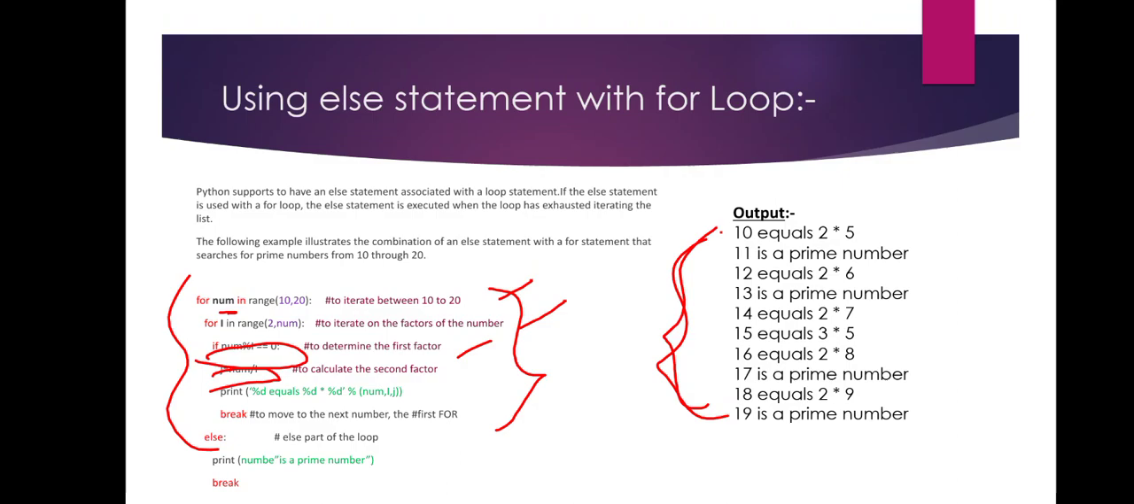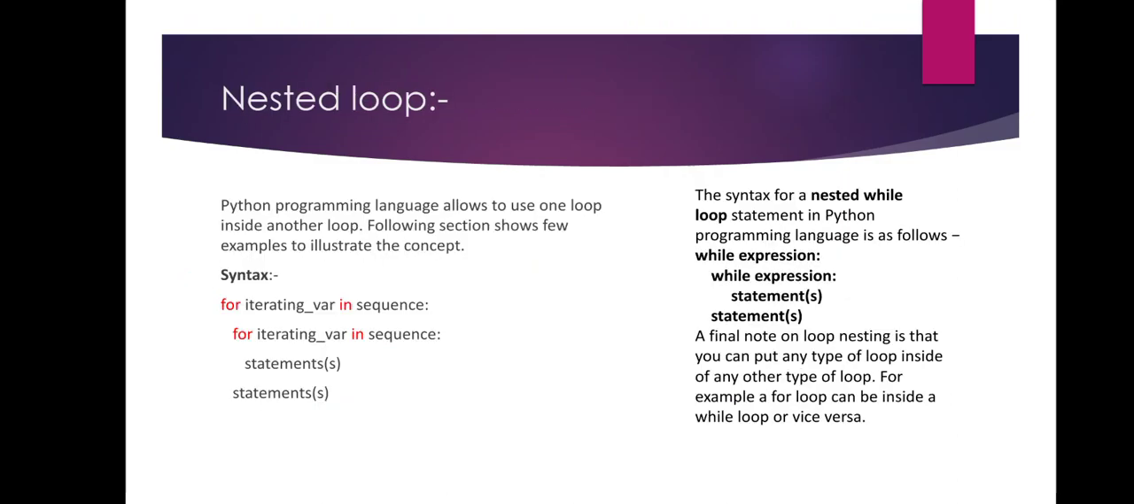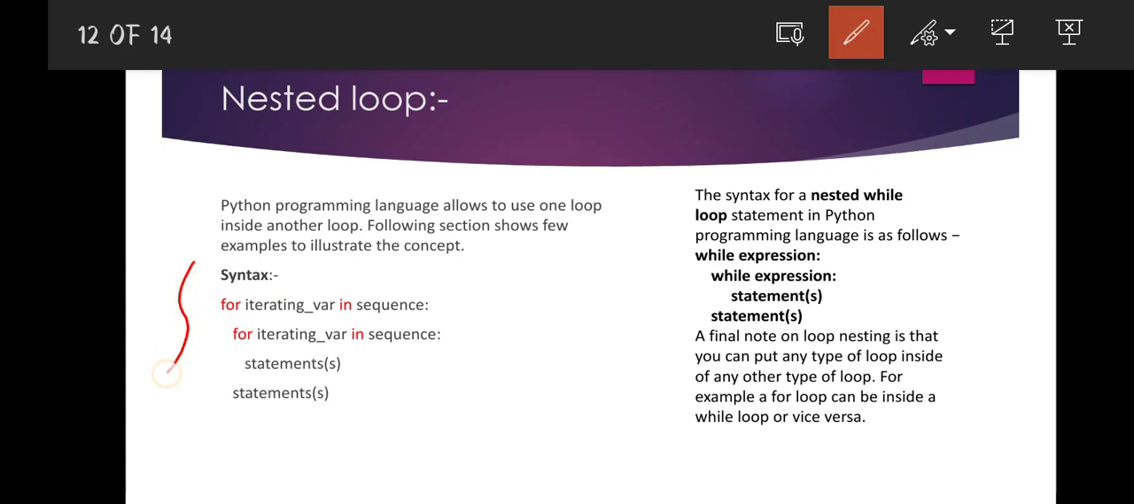And now we will see nested loops. The Python programming language allows using one loop inside another loop. The following section shows a few examples to illustrate the concept. A nested loop is nothing but a loop inside another loop. That is called a nested loop. Here is the nested for loop. This is the syntax for a nested for loop: for iterating_variable in sequence.